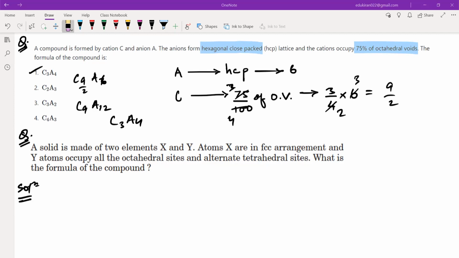Sir, can you do this one, please? I don't even want to try. Okay, I will try. Try to think in terms of it. So what they have said: occupy all the octahedral sites, and alternate tetrahedral sites. What is the formula of the compound? In FCC arrangement.